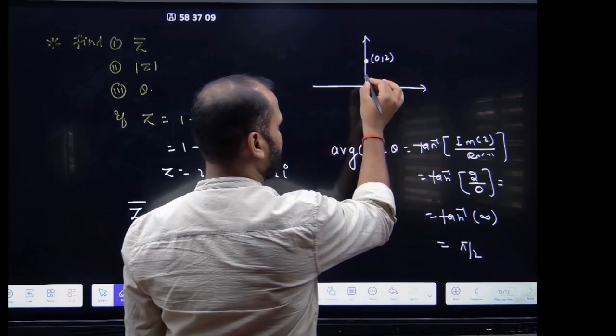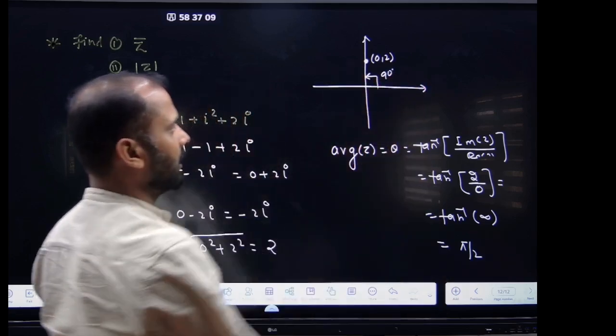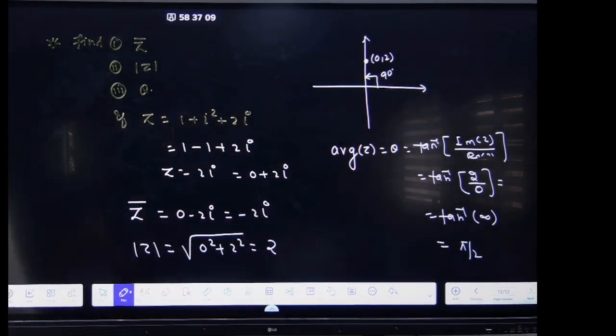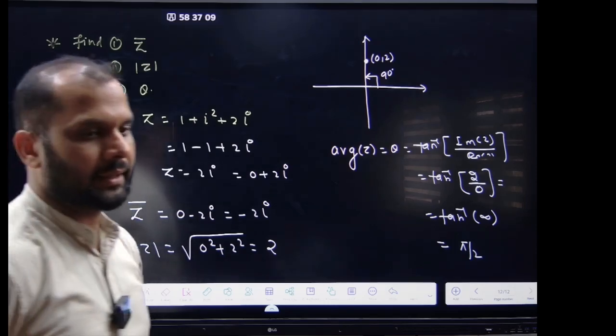Pi by 2. And in the photo also you can see, if you want to reach from here to here, 90 degree you have to rotate. That is what we call 90 degree. So, if it is a purely imaginary number, no need to worry. Same steps you should follow, you will get the answer. I hope you are getting it. No problem? Understood? Now, some properties we will be writing.